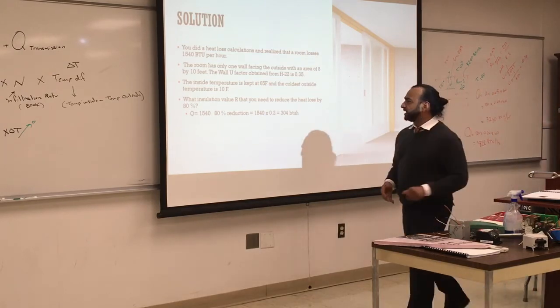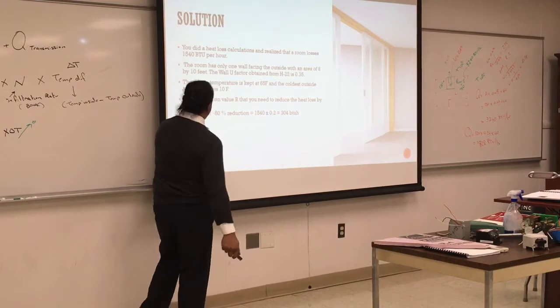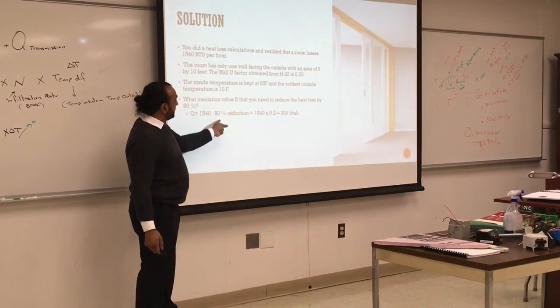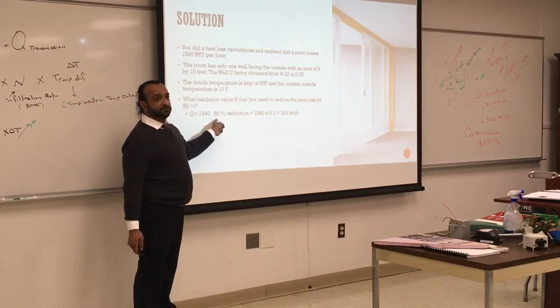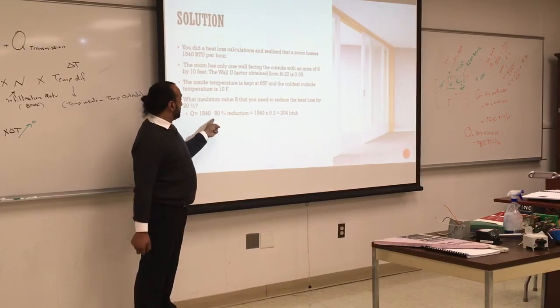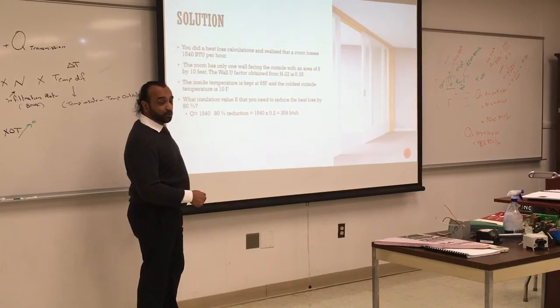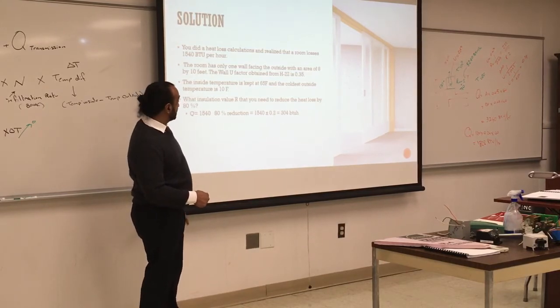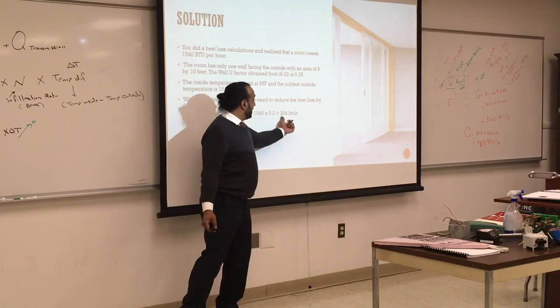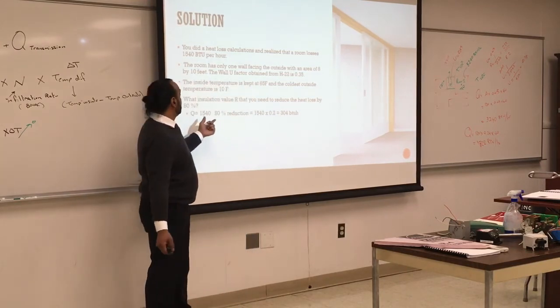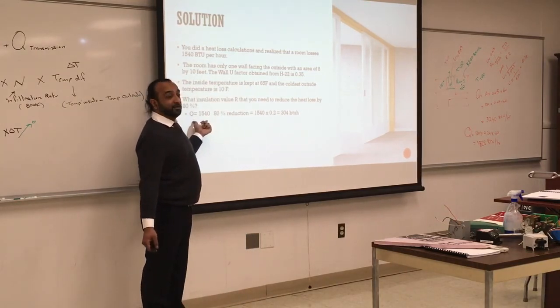So the first thing is the 1540, to reduce it by 80%. I'll give an example of reduction to understand percentage. To understand 80%, I'm going to multiply that by 0.2, which is 20%. So 304 BTUs is an 80% reduction.